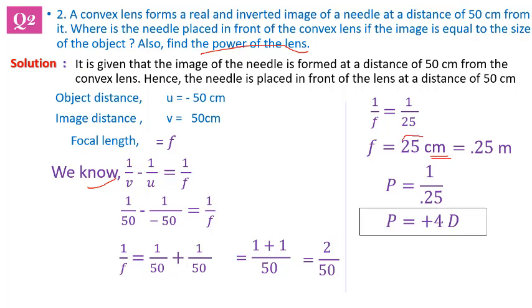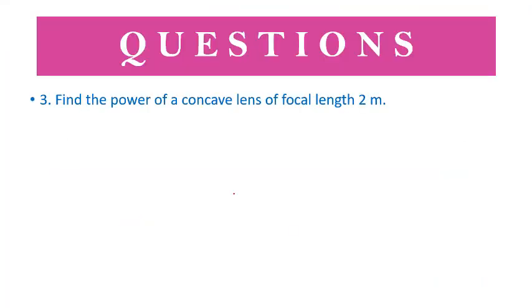At this place, most students make mistakes, so be very careful. It should be in meters. Hence the power of the given lens is 4 diopter. Let us solve the next question.